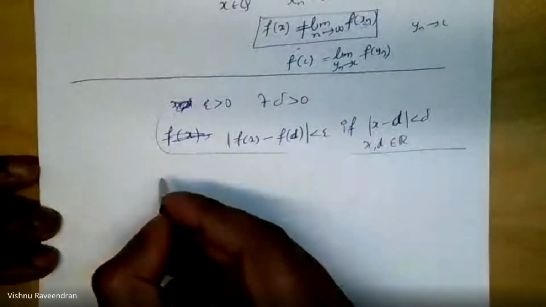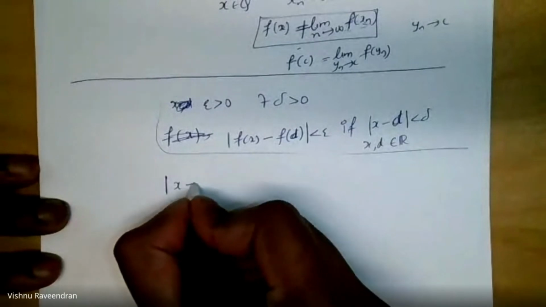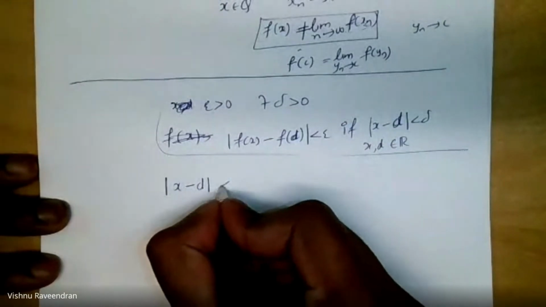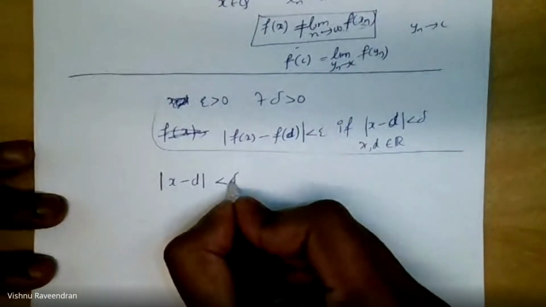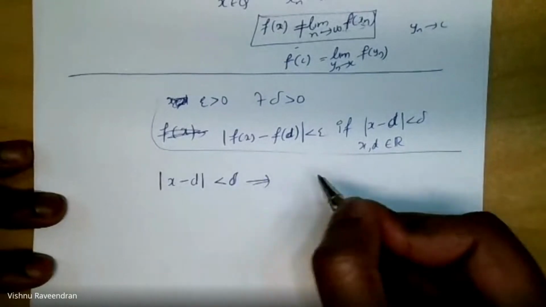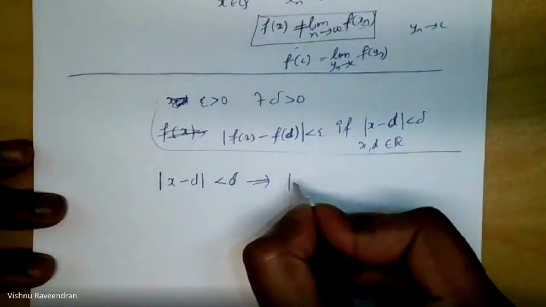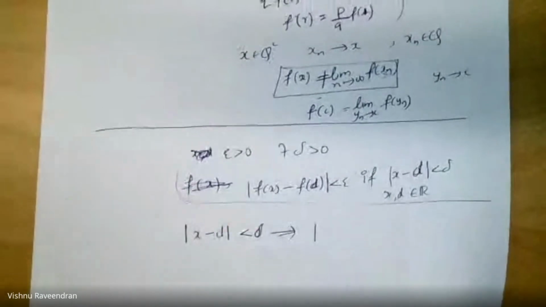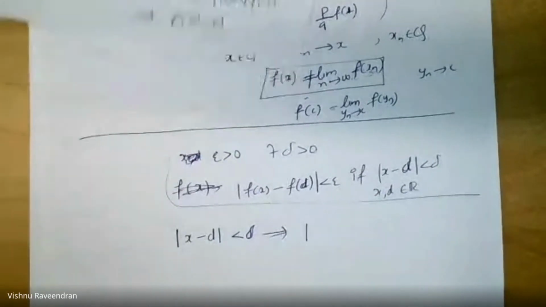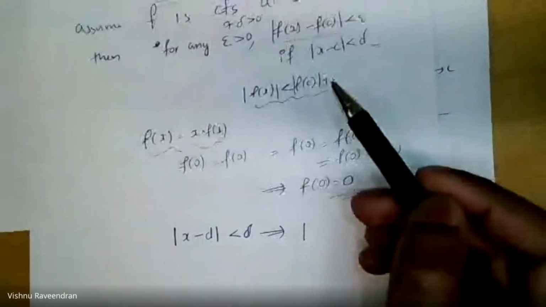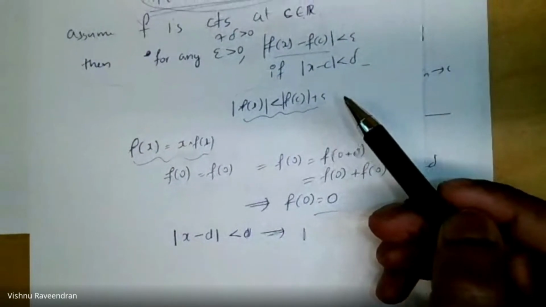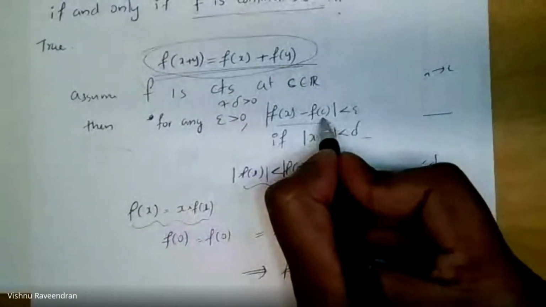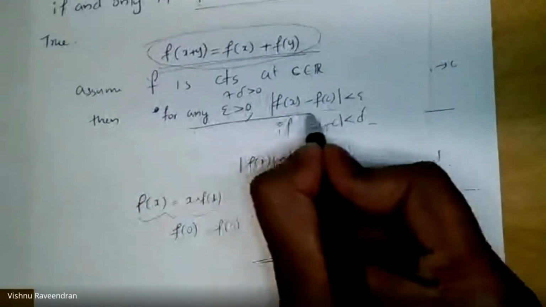So now let's look at what x minus d less than delta means and how you can rewrite it. You know that f is continuous at a point c. So we have this information.